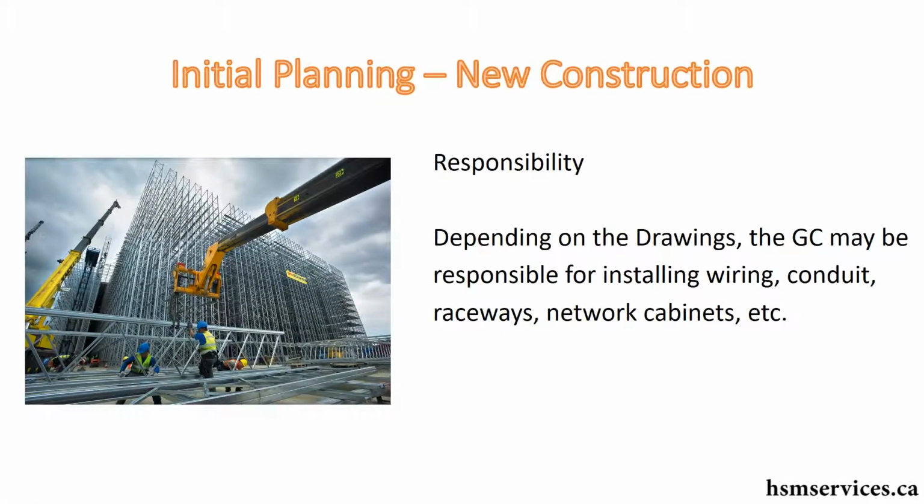So in many cases, not all, but it depends on the project and the drawings and the architect and the client, the GC may be responsible for installing wiring, conduit, raceways, network cabinets, that sort of thing, and he might subcontract it to his electricians or laborers. So you need to figure out who is responsible for that part of the project and work with them.